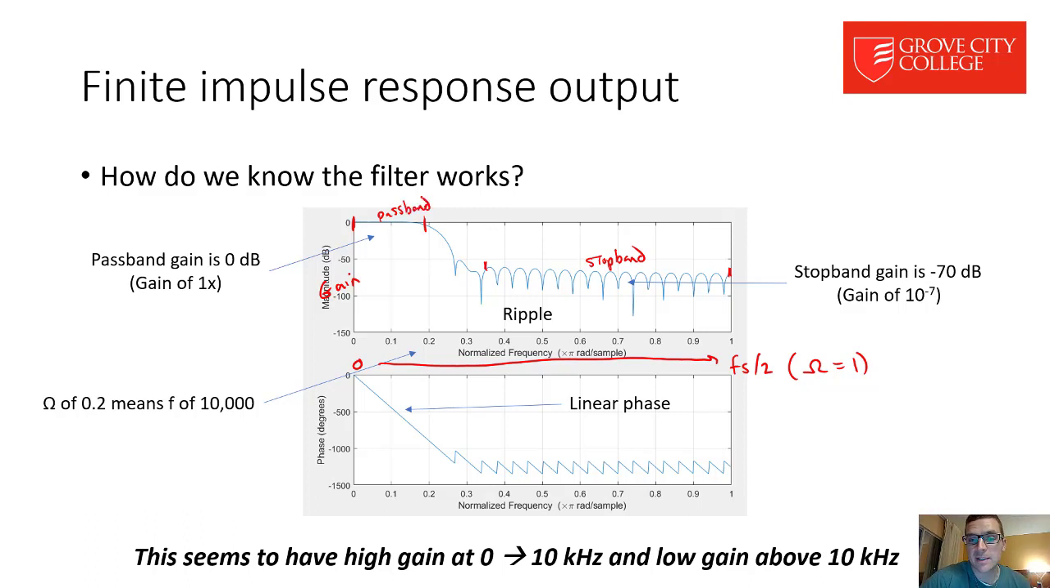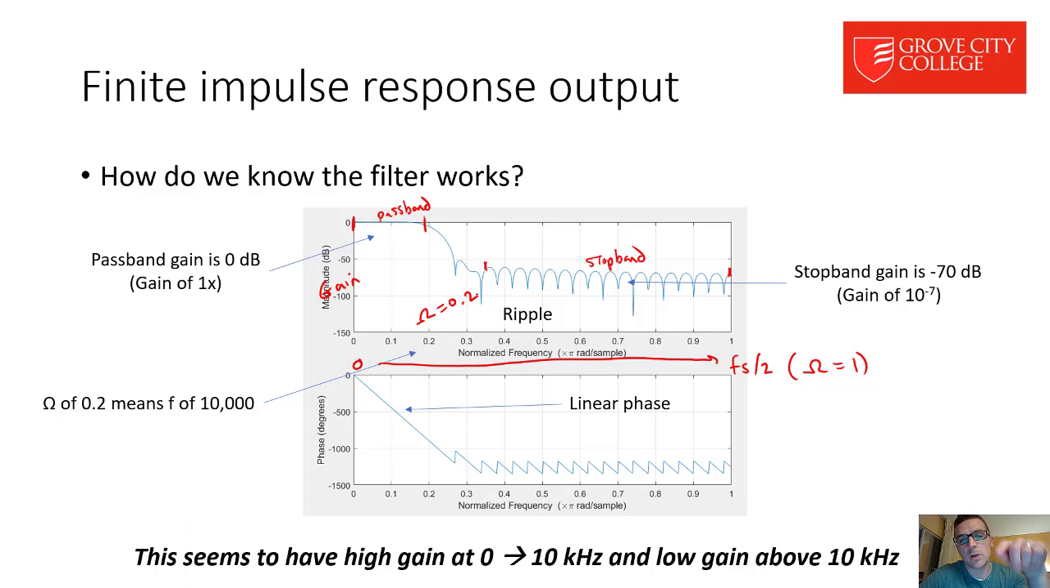Our stop band gain is negative 70 dB. How big is that? That's 10 to the minus 7th. So signals that go through there are getting attenuated by a factor of 10 million times. That's a lot of attenuation. That's a very, very small gain. So that's good. That means signals up to 0.2 normalized frequency, omega equals 0.2, are being passed with very little loss, no loss, gain of 1. And then signals well above that are being cut off by 10 to the 7th times.